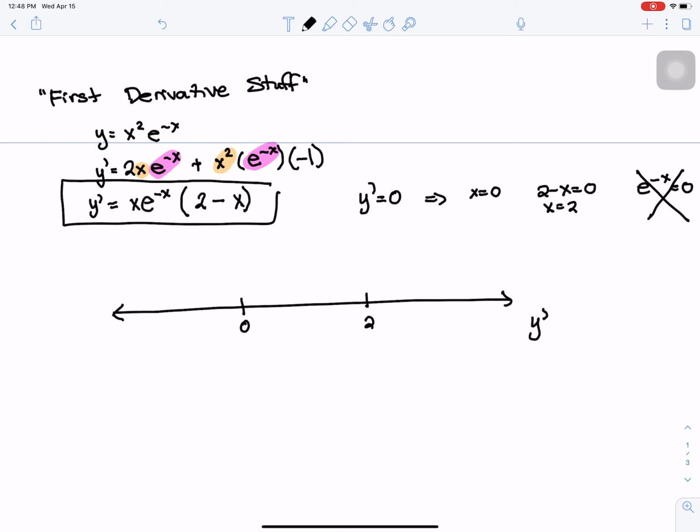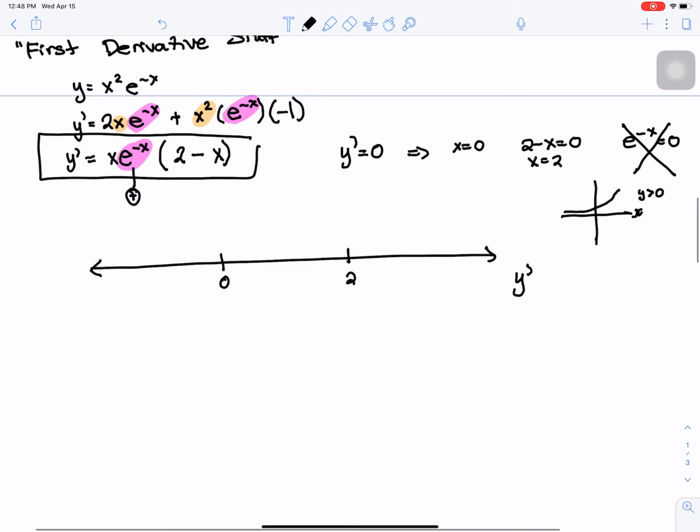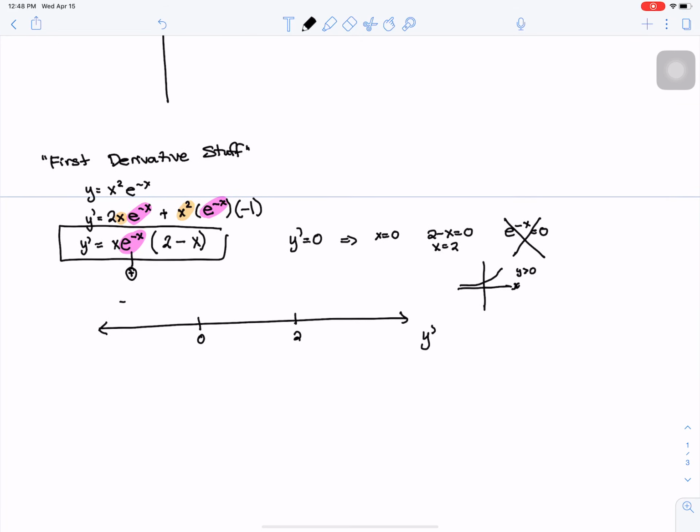So when we do this, you want to remember that the e to the x graph is always above the x-axis, which means the y values are always positive. So my e to the x term here is always going to be a positive value. So I'm going to kind of ignore that in my sign analysis. So when I take a number like -1, the term here is going to be negative. And then 2 minus a -1 is a positive. So a negative times a positive is a negative number.